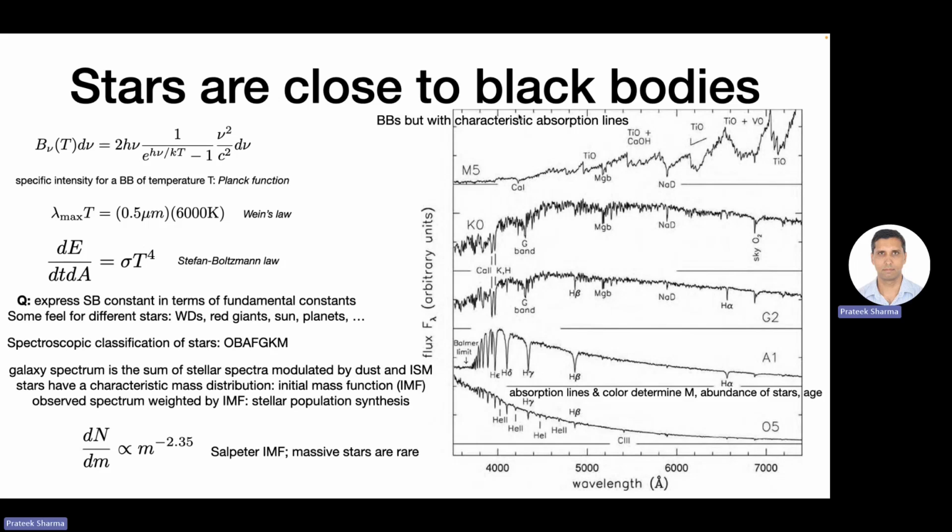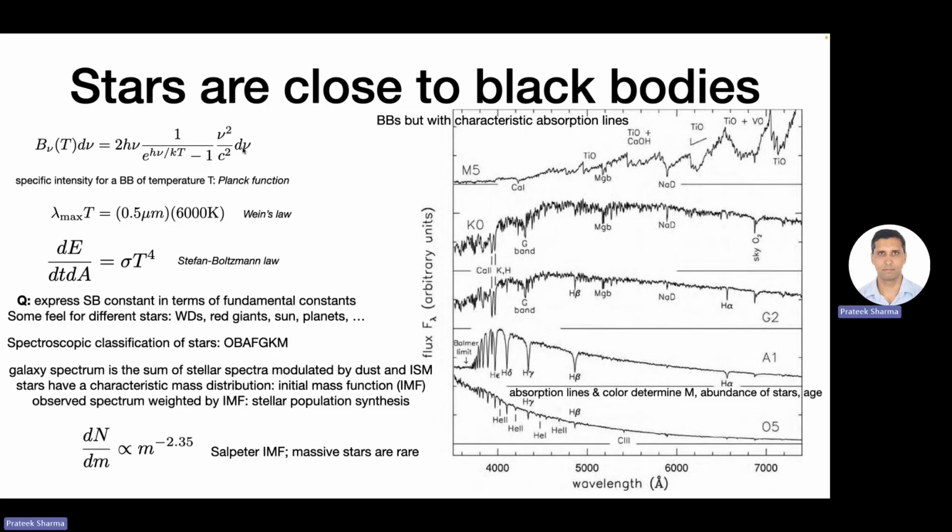Okay, stars are close to black bodies. We've already talked about it a little bit. This is the Planck spectrum. The specific intensity for a black body of temperature T is a universal function given here, right? Specific intensity. Do you guys remember your radiative processes? Specific intensity is the most fundamental description of a radiation field, the classical macroscopic radiation field.